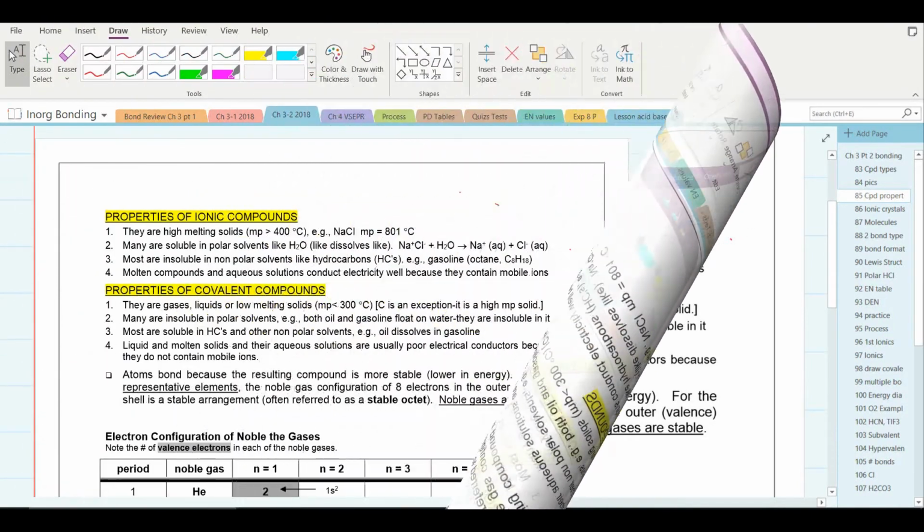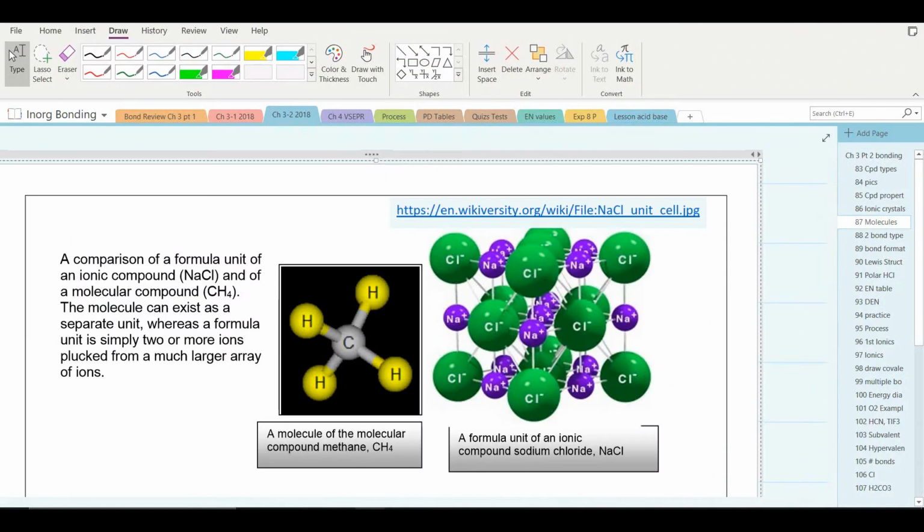Take a look at page 87, please. Let's compare a molecule of a covalent compound like methane with an ionic compound like sodium chloride.